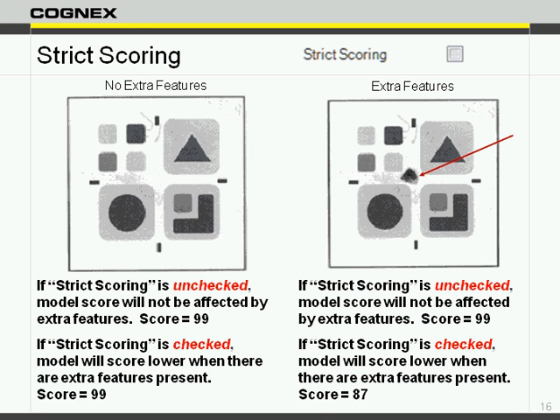On the right, now you've added that extra little piece of dirt there. So if you turn on strict scoring, it will subtract from the total score for that dirt. Unchecked, when it didn't take into account that little piece of dirt, the score was 99. When you check the strict scoring, it dropped down to an 87. And that depends on what you're inspecting, that depends on your environment.